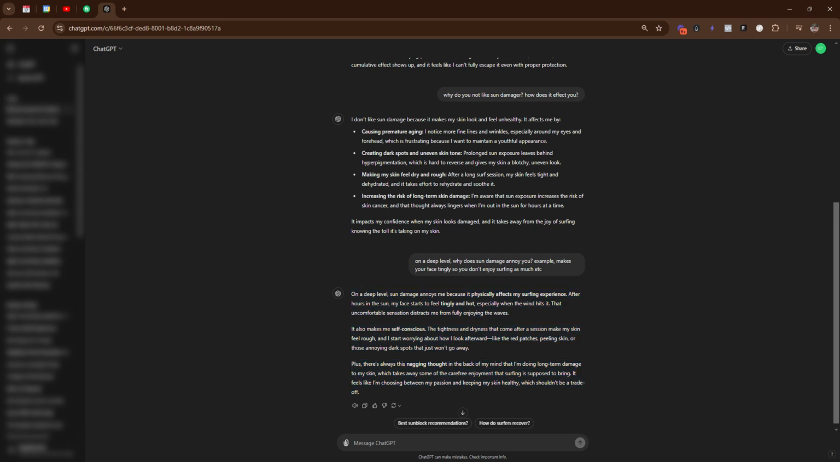So looking at these three, this is where you think for yourself, based on market research from elsewhere, what's going to be more important here? For example, tightness and dryness, self-conscious, it is an angle, don't get me wrong, but it's not a strong angle. This one here is very specific because look, it says after hours in the sun, face feels tingling hot, especially when the wind hits it, and that sensation distracts from fully enjoying the waves. So you've got a very, very good angle here.